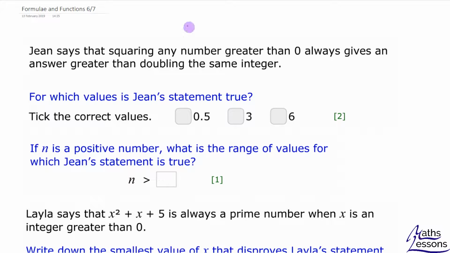Okay, right. Today we're going to be looking at formulae and functions. And our first question here, I'm going to let you have a go at just the statement and see how you get on. Then we'll look at the next question. I'm going to give you about a minute just to read through that and have a go.